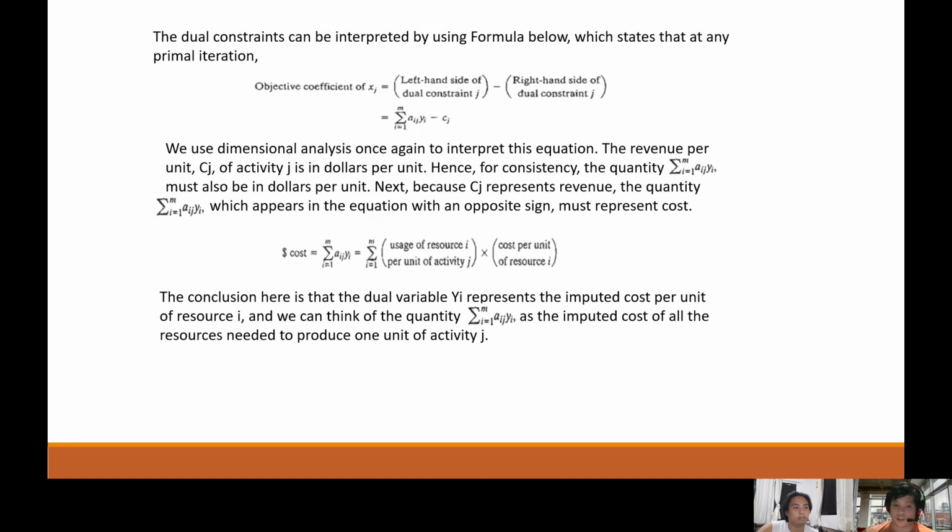So the dollar cost is equal to the summation of aij yi, which is the summation of the usage of resource i per unit of activity times the cost per unit of resource i. The conclusion here is that the dual variable yi represents the imputed cost per unit of resource i, and we can think of the quantity as the imputed cost of all the resources needed to produce one unit of activity j.